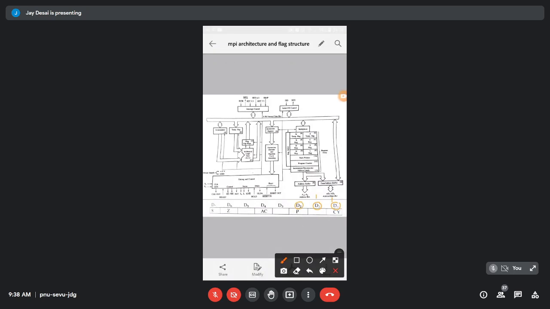This one is single bit. This one is single bit. This one is single bit. This one is single bit. So total how many bits of flag structure is? Flag structure તમારો કેટલા bit નું છે? 8. 8 bit થયું. But actually your flag is of how?